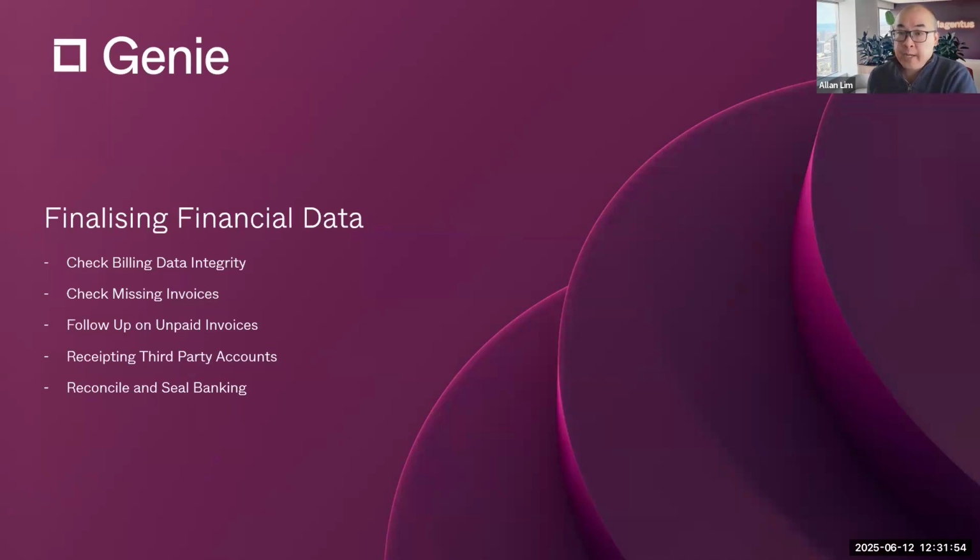We will now start talking about finalizing your financial data. This includes checking missing invoices, how to check financial data integrity, reconciling your third-party accounts such as Medicare, DVA, and in-hospital claims, and reconciling and sealing the banking.